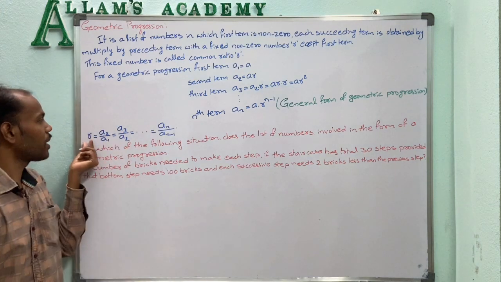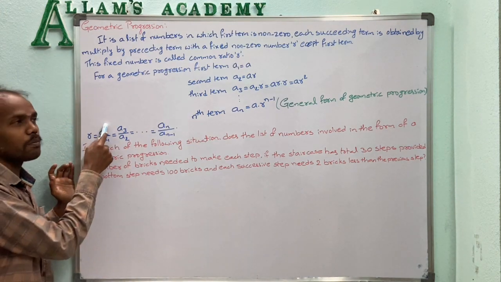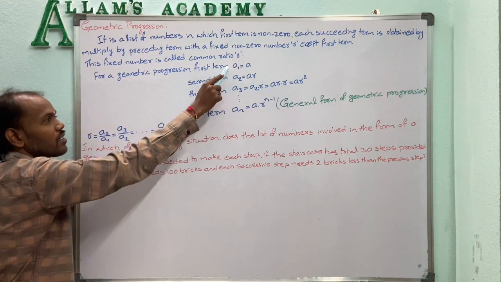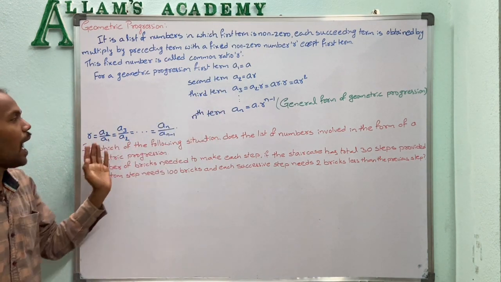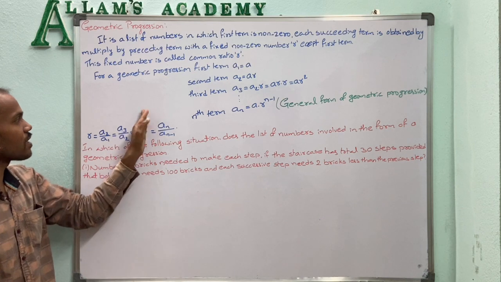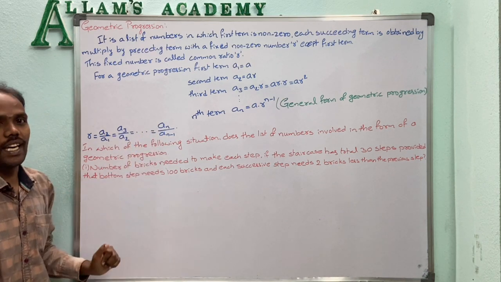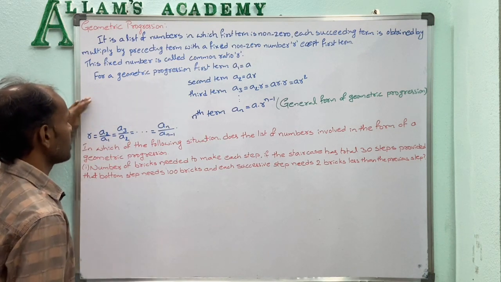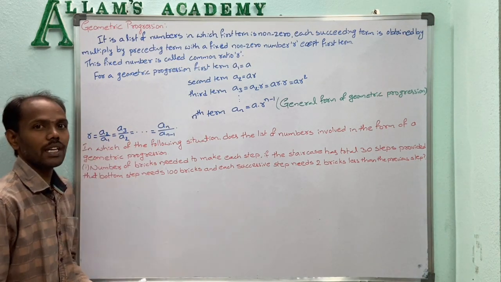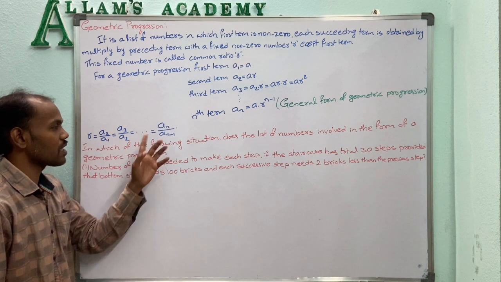So here the common ratio r is equal to a2 by a1, second term by first term, otherwise third term by second term, a3 by a2, and so on. If we want to write it, an by an minus 1, that is the nth term by its preceding term ratio, is nothing but the common ratio.